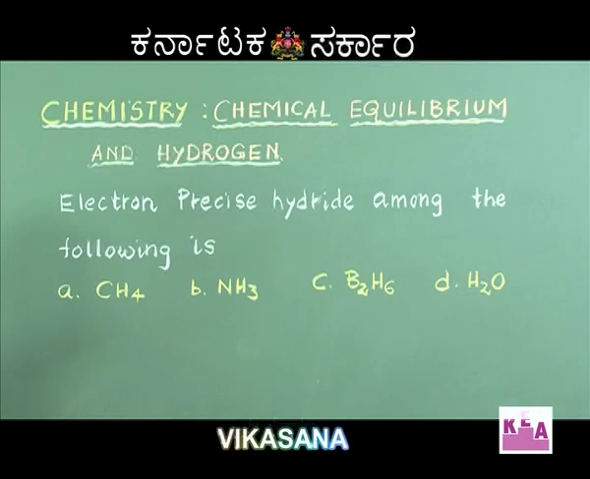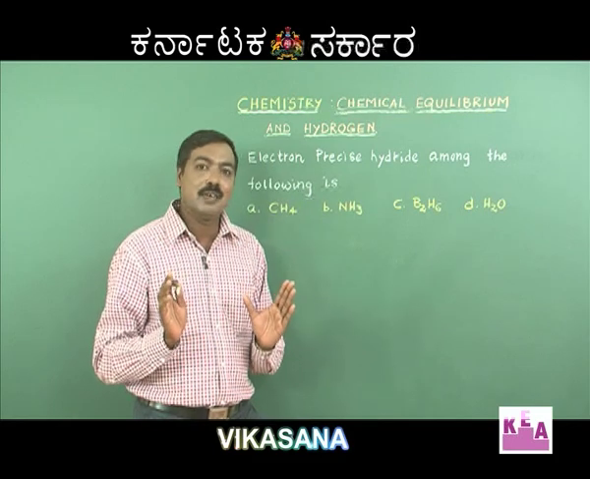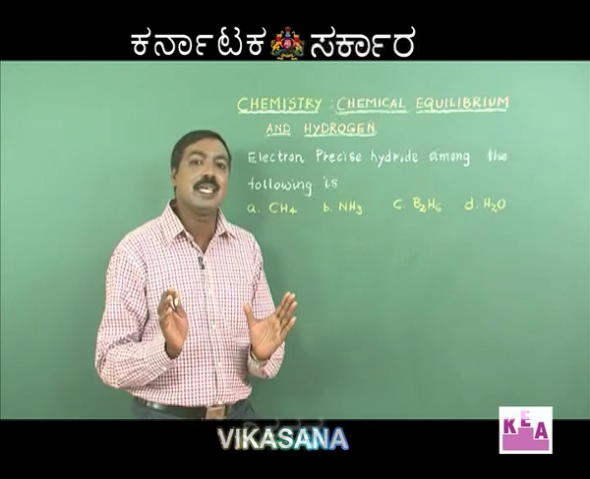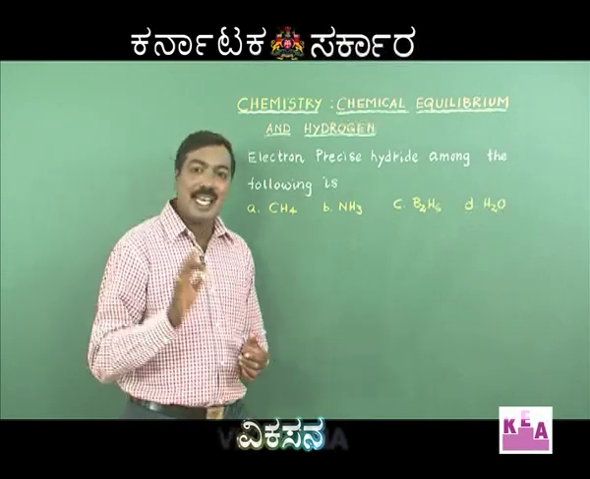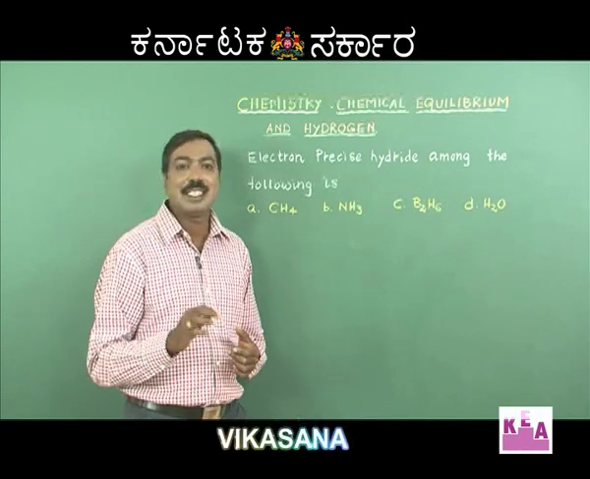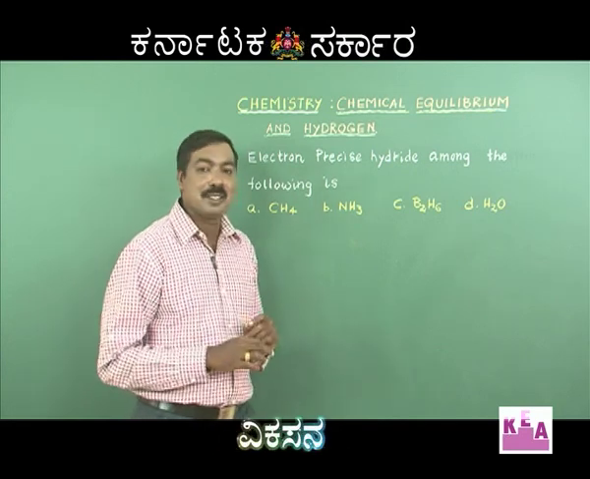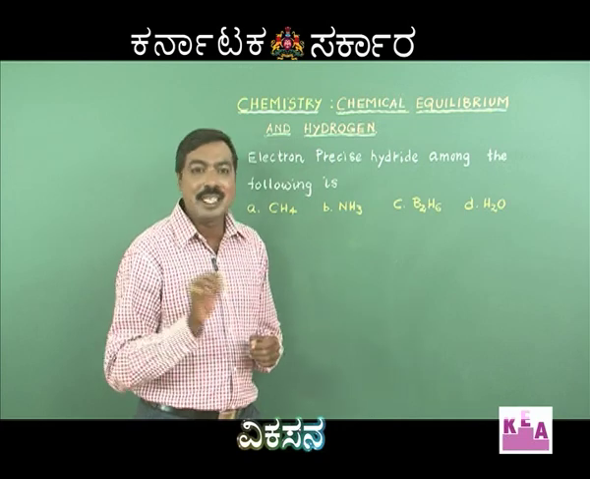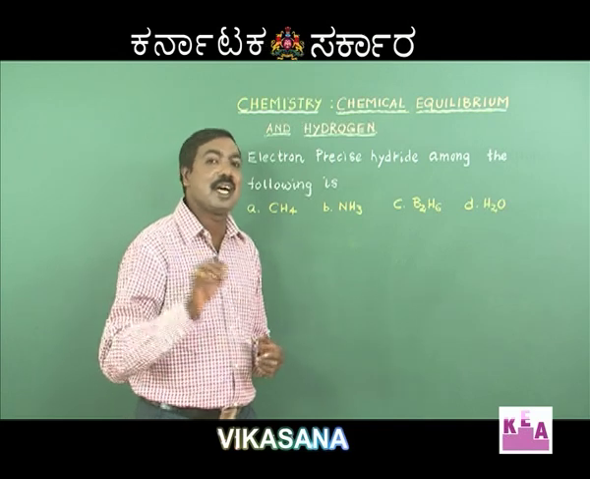Our next question: electron precise hydride among the following is? To arrive at the answer, follow these guidelines. Find the total number of valence electrons. If you are able to link all the valence electrons around the central atom with the surrounding atoms, it is electron precise. If there are lone pairs of electrons, then it is an electron excess hydride. By default, hydrides of group 13, that is boron hydride and aluminium hydride, are electron deficient hydrides.